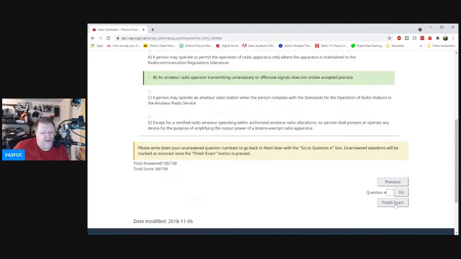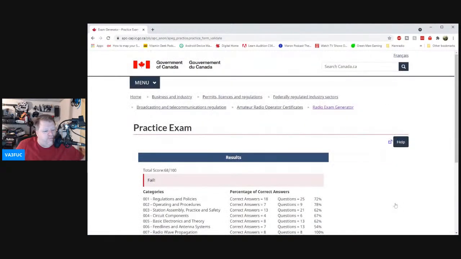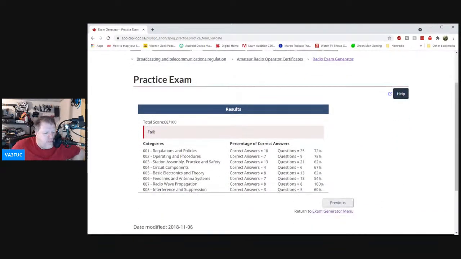Okay, so we got 68 out of 100. Let's look at the exam and see what I'm not strong in. I got my propagation great. It's this one. 6, I did really bad in. So it looks like I'm getting better in assembly safety and this part, circuit components. I'm a little weak here, but I didn't do too bad. But right there is my fault. So I got to get a little bit better on my feed lines and antenna systems. So I got to work on that.